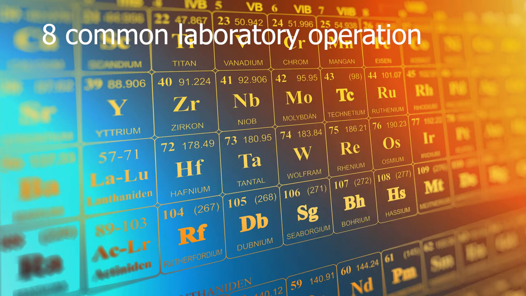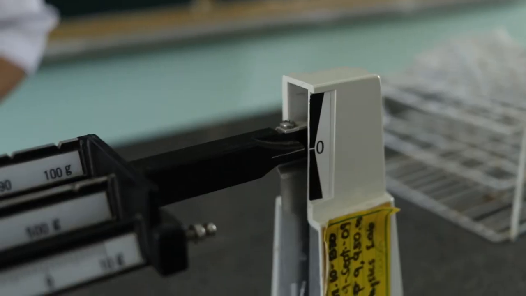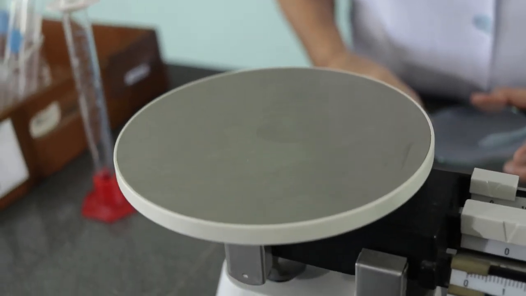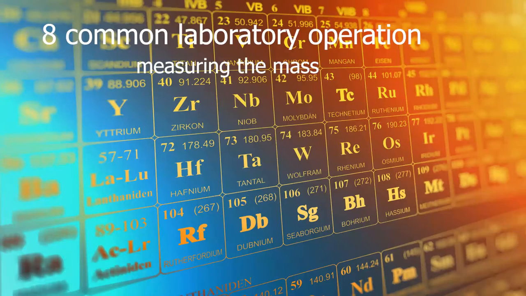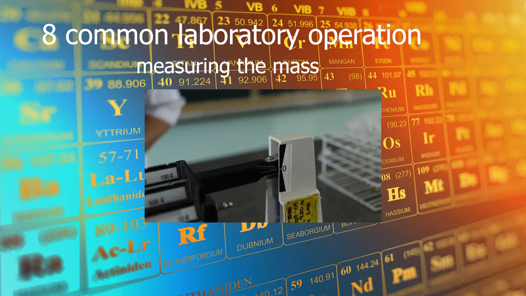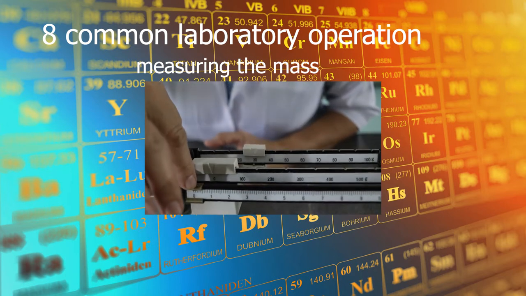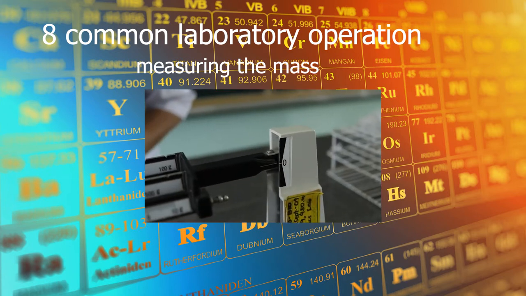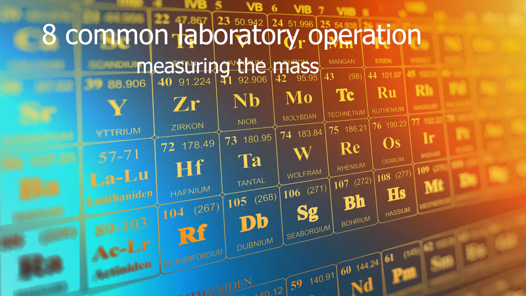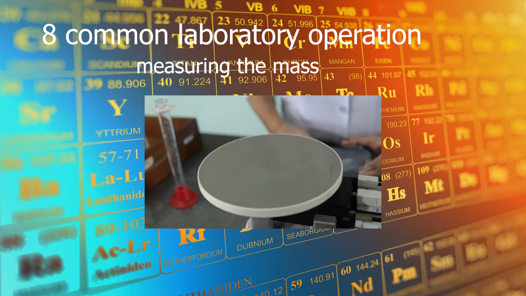The second common operation is measuring the mass. In measuring the mass, we're going to use the platform balance or the triple beam balance. Before you weigh the object to get its mass, you have to check first whether the pointer of the triple beam balance points to the zero mark. However, if the pointer does not point to the zero mark, you have to adjust the tare and make it point to the zero mark. And make sure that the pans are also clean and dry.